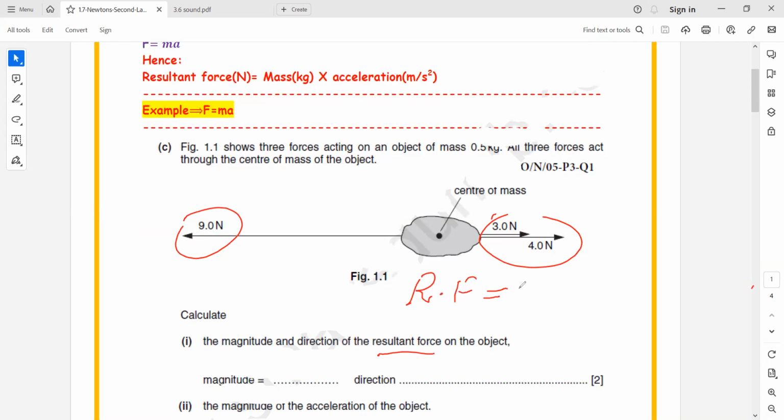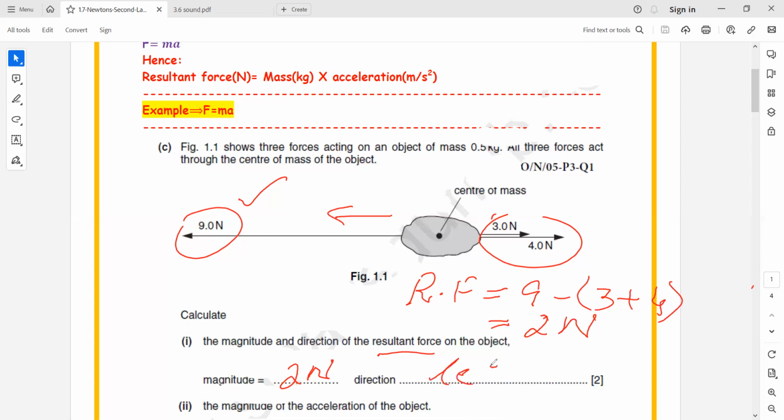would be 9 minus 3 plus 4. 3 plus 4 is taken because they are in the same direction. So the resultant force will be 2 Newton. So the magnitude of the force is 2 Newton, and for direction, as 9 Newton is more than 7, the body will travel in the opposite direction. So you can see the body will move to the left side.